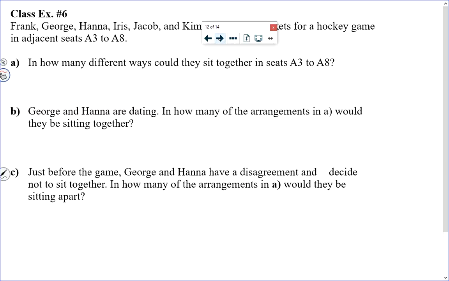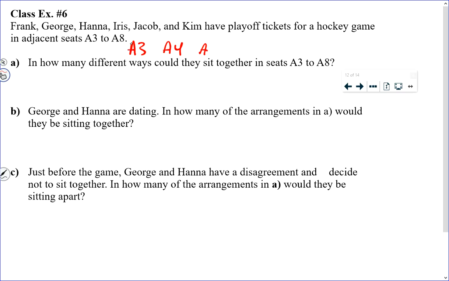Frank, George, Hannah, Iris, Jacob, and Kim have got tickets for a hockey game in seats that are next to each other, A3 through A8. Let's just check something out here. A3, A4, A5, A6, A7, A8. 1, 2, 3. Yeah, there's 6 seats and there's 6 people. How many ways can they sit in those seats? Well, 6 factorial. That's it.